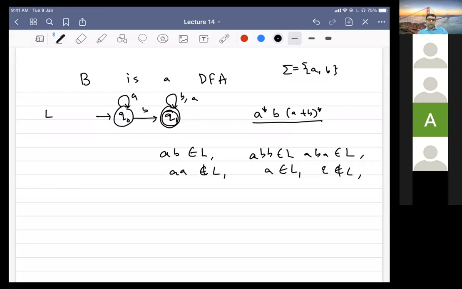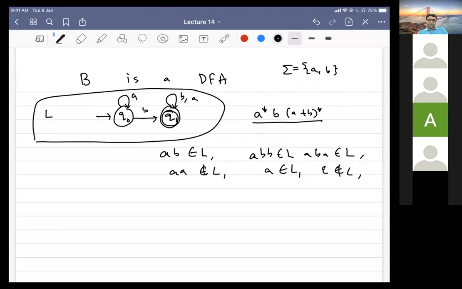In order for any string to be accepted by this DFA, it must have at least one B. Now, this is the higher level description of this DFA, which we can visualize because we can see the machine, and we know how it works, and how to pass an input to this machine, and so on and so forth.